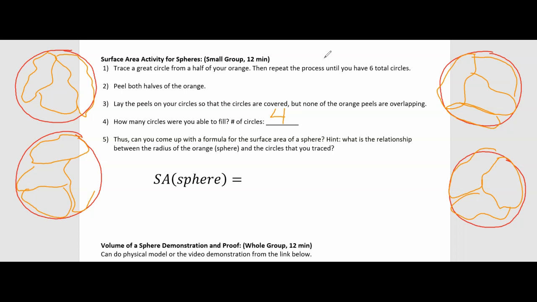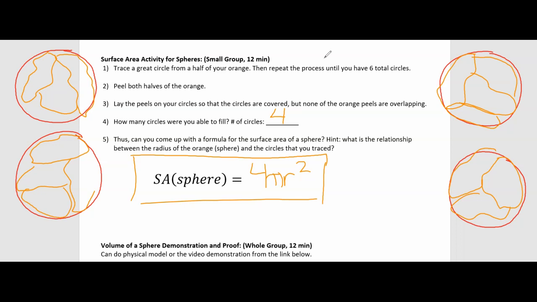So we have to think, okay, if the surface of an orange can fill 4 circles, will that allow us to come up with an equation for the total surface area? Well, we filled 4 circles, so we filled the area of 4 circles. The area of one circle is pi r squared. The area of 4 circles would be 4 pi r squared. Surface area of a sphere is 4 pi r squared.